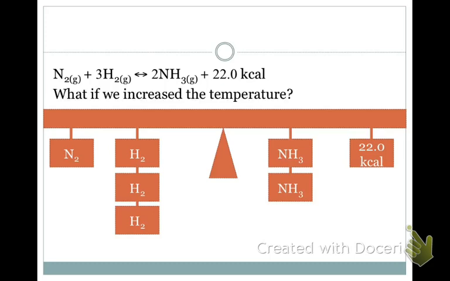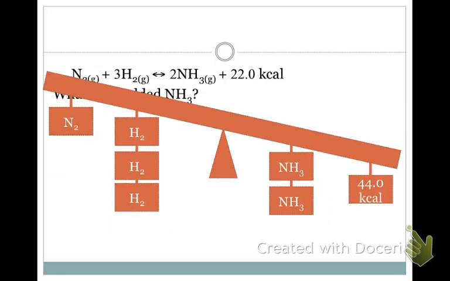So we reset it. Here we're going to increase the temperature. The heat is on the right-hand side, so we're adding heat into here. Instead of 22 kilocalories, I made it 44 kilocalories. I doubled it. So the right-hand side goes down, the left-hand side is favored. The amount of N2 and H2 increase, and the amount of NH3 decreases.